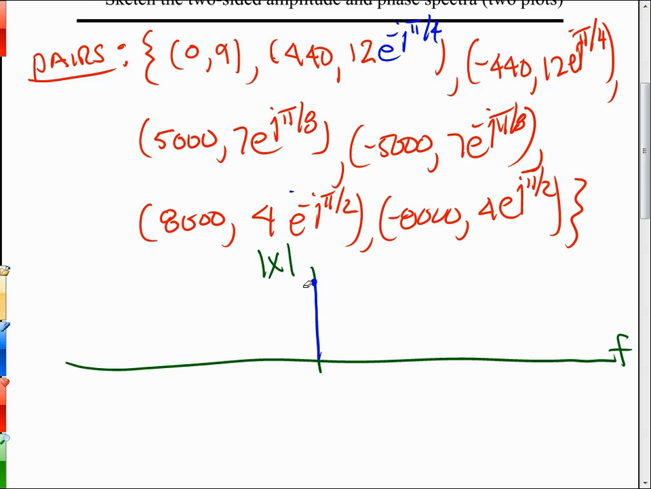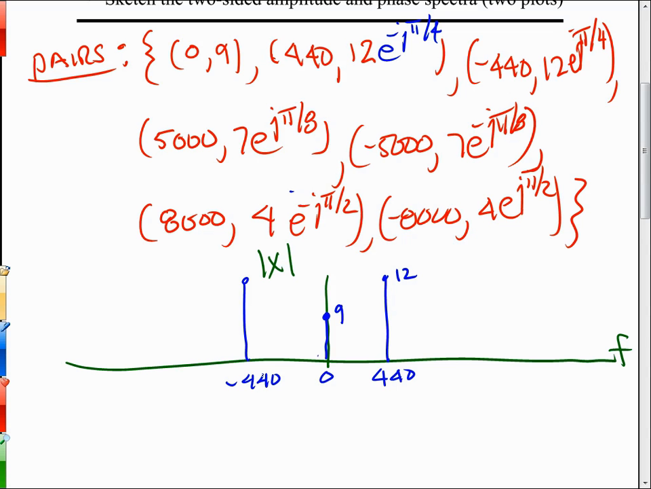So I've already messed this up. I didn't draw my scales too good. That's why I made the program on the computer to have it draw it for me, so I could make it look neat and tidy. But of course on a quiz you have to be able to do it yourself. So we have 9, then we have 12. Amplitude of 12. What location is that at on the frequency axis? Then over here we have a minus 440.